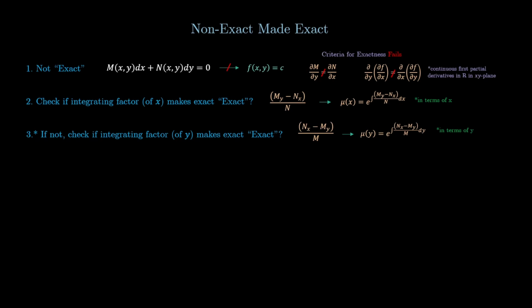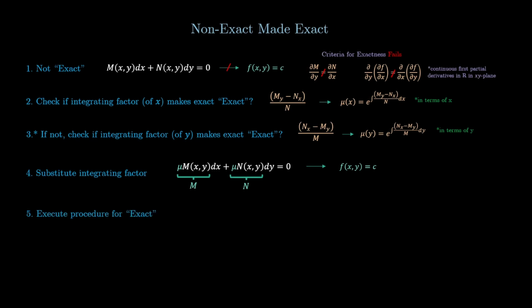And depending on which one we end up getting, we substitute the integrating factor. So we get this. And now upon substituting, we shall get our solution, because it is made exact, with the new assumption that this is our new M, and this is our new N. And then once it is established that it is made exact, we can execute our procedure for exact, which was earlier in this video.